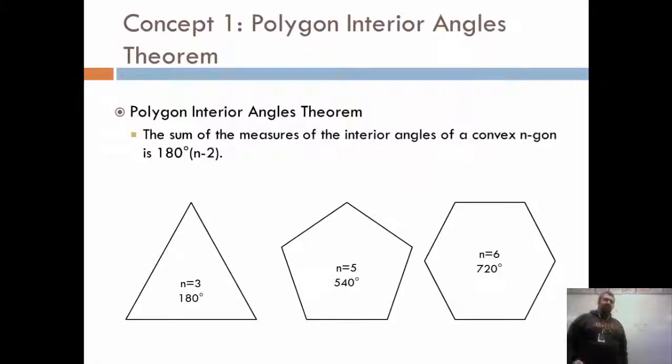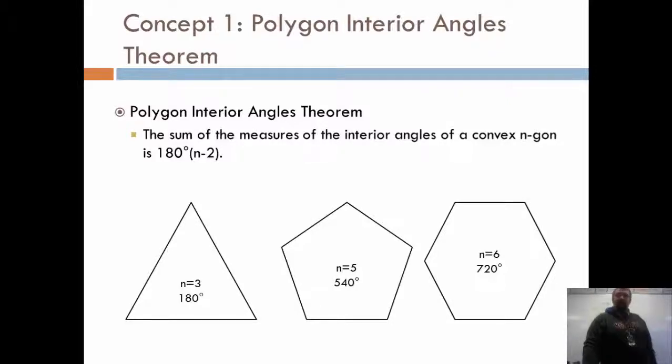The first concept is the polygon interior angles theorem. What it says is the sum of the measures of the interior angles of a convex n-gon is 180 degrees times n minus 2. I look at this. The first shape I have, n equals 3. So if I plug 3 into that formula, 3 minus 2 is 1. 1 times 180 is 180. Yeah, a triangle has a measure of 180 for all the interior angles added together.